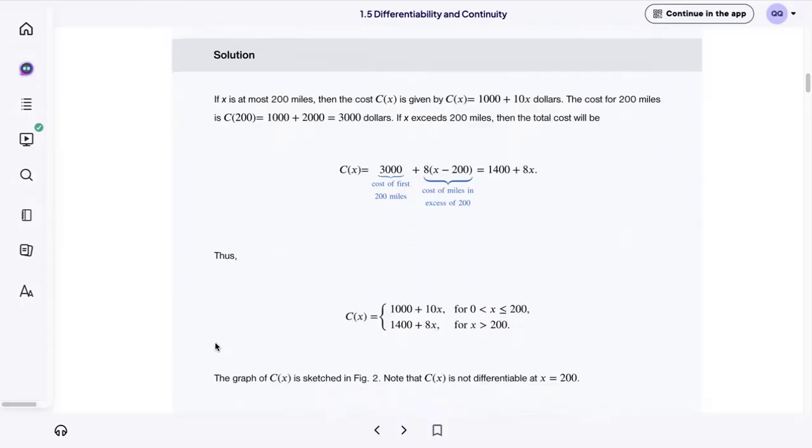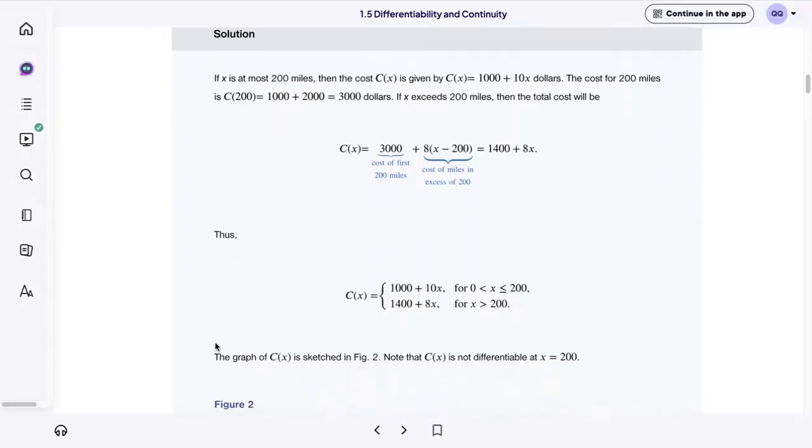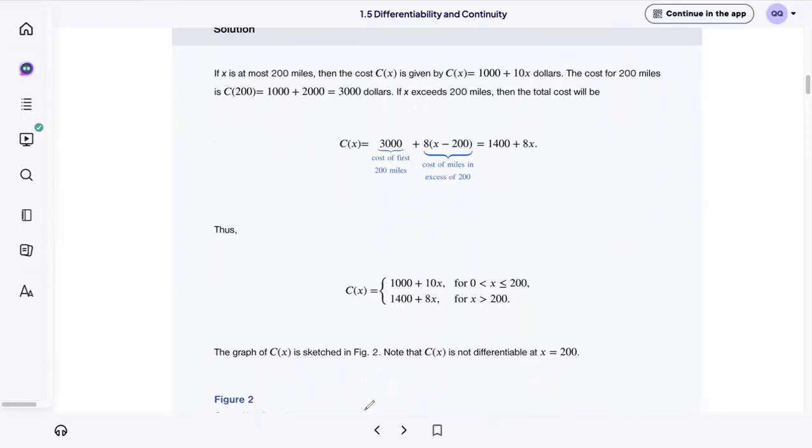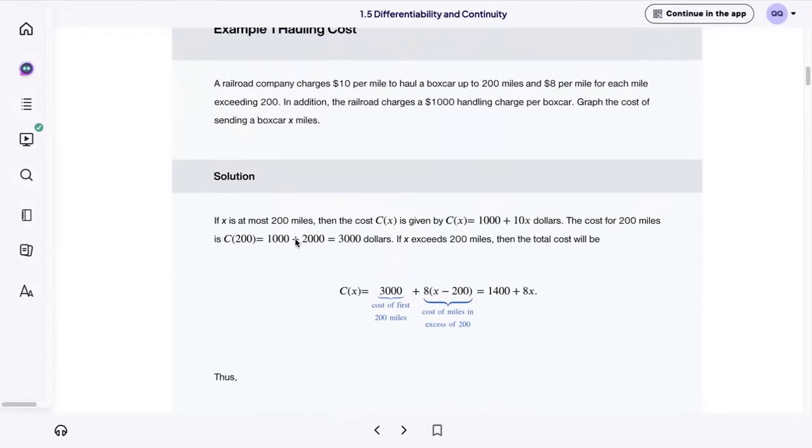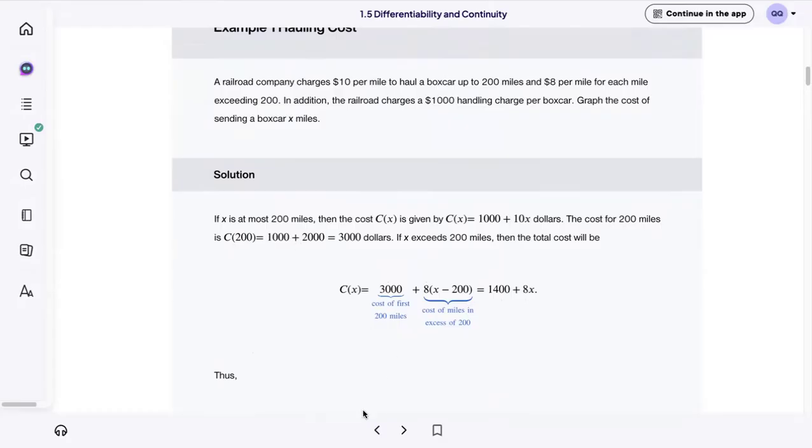If X is at most 200 miles, that gives us a domain range, right? So X can only go up to 200 miles. For the first domain, we separate the domain into 2 parts by the context, right? Let's see if I can show the context and the question at the same time. So up to 200 miles, that's how they charge, right? $10 per mile.